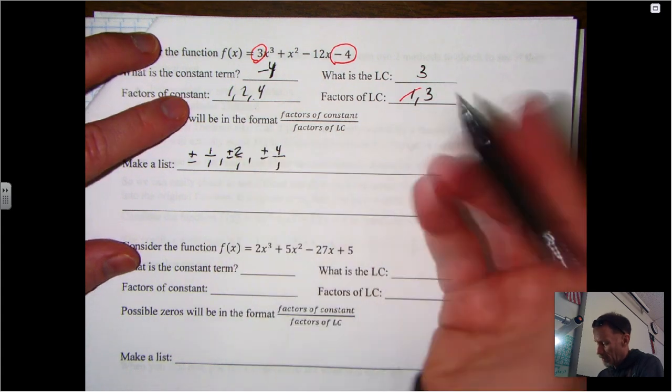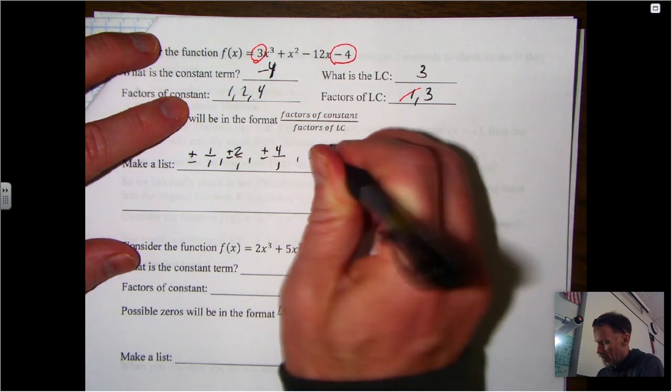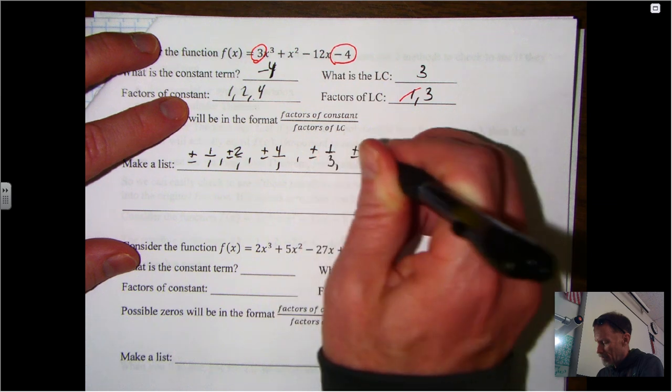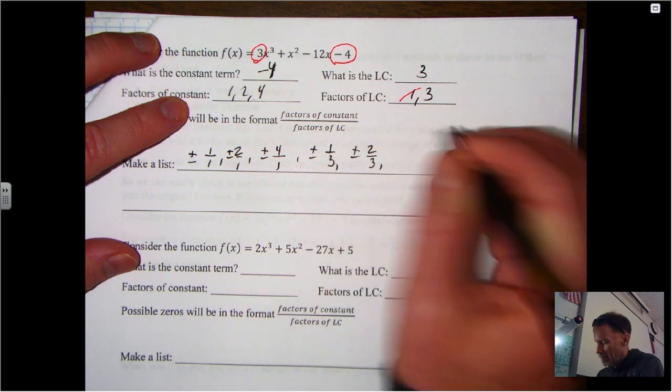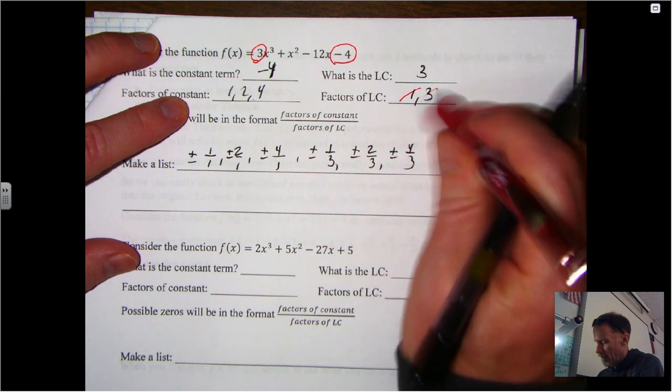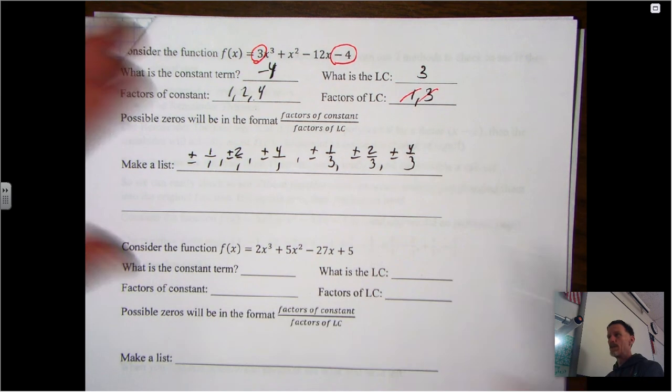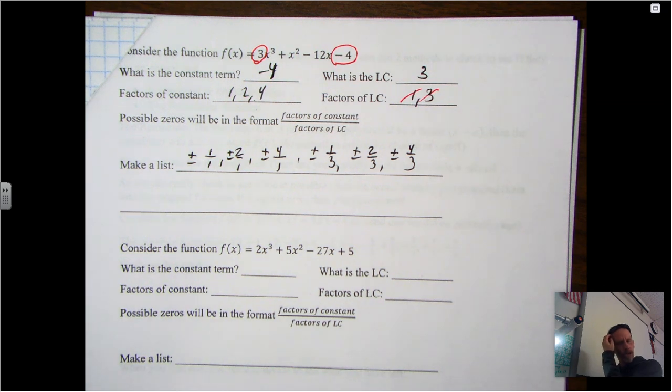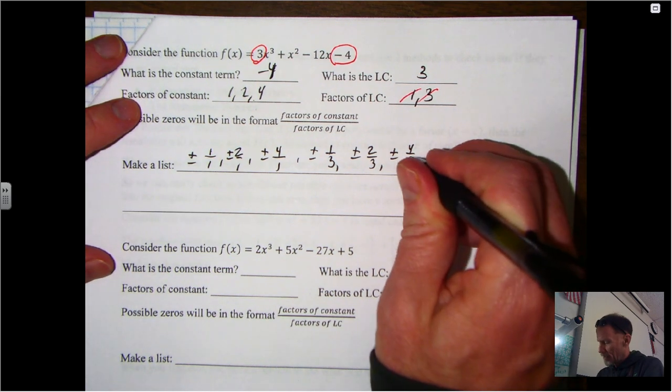And then, so that's all of those. And then everything else over 3. So plus or minus 1/3, plus or minus 2/3, and plus or minus 4/3. And then that's all of them. And again, remember, we do want to put the plus minus in front of each of those because it can be either positive or negative when you're dividing those into. And that's your whole list on that one.